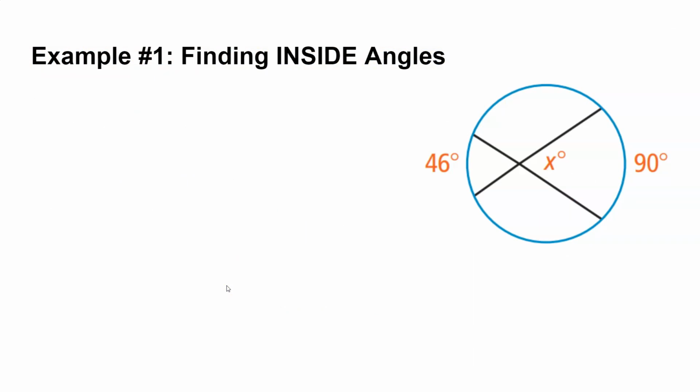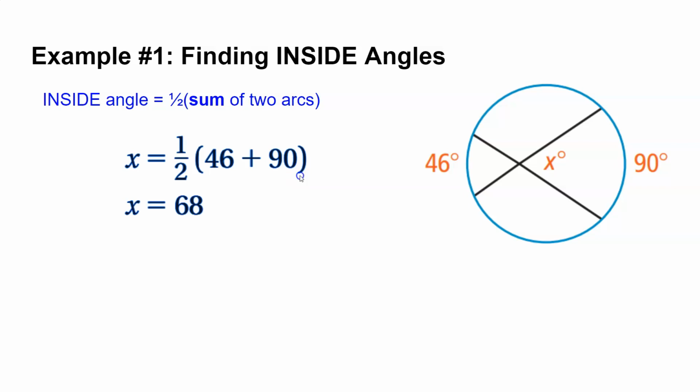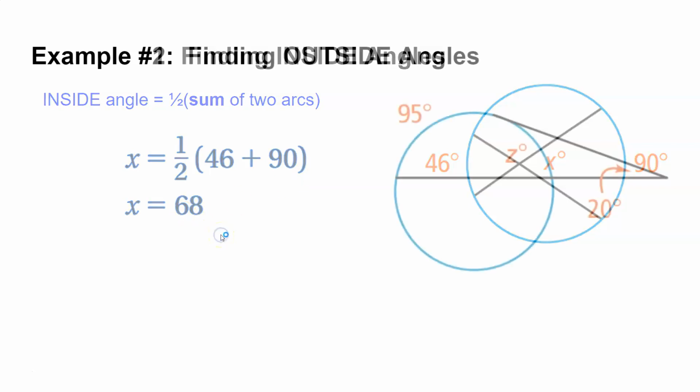Finding inside angles. So can we find the measure of angle x? Well, it's an inside angle, so it's half the sum of the two intercepted arcs. So our first arc here is 46, second arc is 90. Let's take half of those added together, and we get 68.